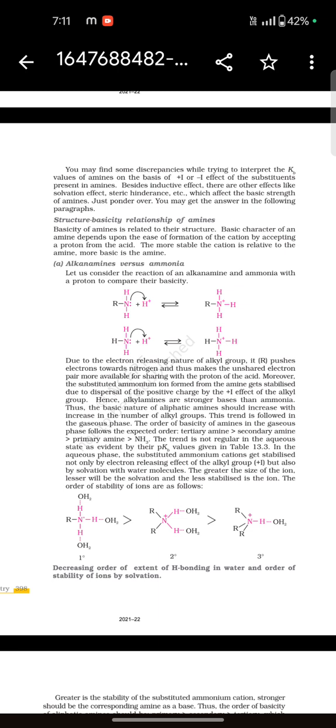Structure basicity relationships of amines. Basicity of amines is related to their structure. The basic character of an amine depends upon the formation of a cation by accepting a proton from the acid. The more stable the cation is relative to the amine, the more basic is the amine. Alkanamines versus ammonia. Let us consider the reaction of alkanamine and ammonia with a proton to compare their basicity.